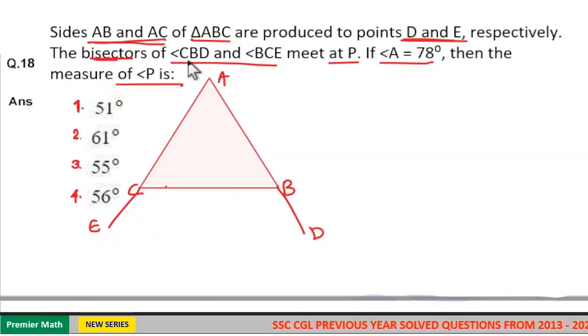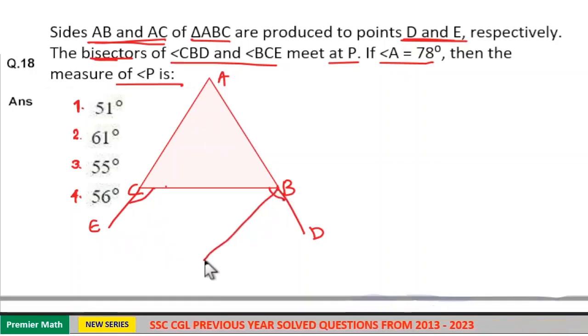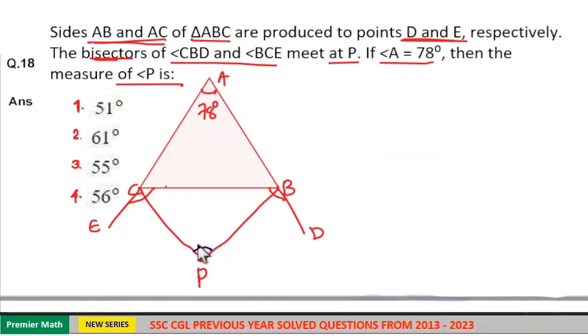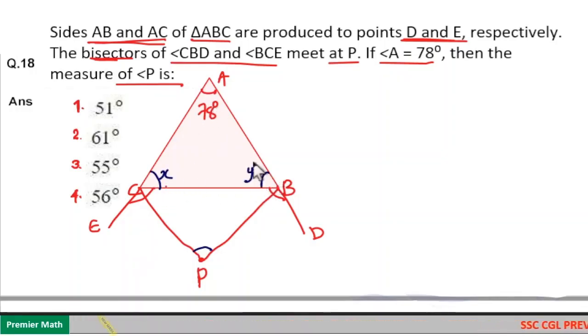Now, the bisectors of angle CBD and angle BCE meet at point P. Here angle A is 78 degrees, and we have to find angle P. Consider this as angle X and this as angle Y. Then from this larger triangle, X plus Y is equal to 180 minus 78, which is 102 degrees.